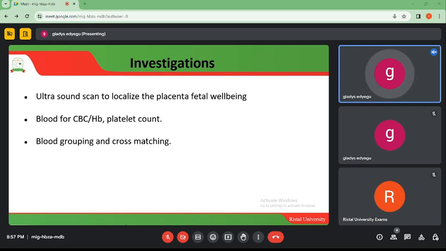So you have to do an ultrasound scan to localize the placenta and assess fetal well-being. You need to know where the placenta is located, and it can help you in grading or knowing the different types of placenta previa. Is it type 1 or 2, 2A or 2B? Is it type 3? Is it complete placenta previa, which is type 4? And you'll be able to manage depending on the different types.